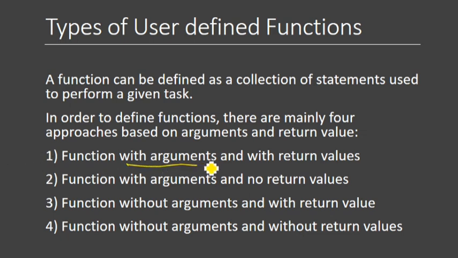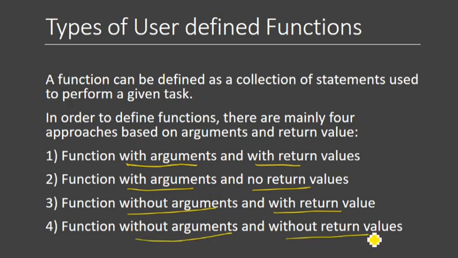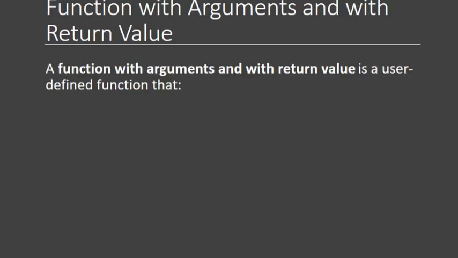So with arguments, with return value. Function with arguments, no return value. Function without arguments, with return value. Functions without arguments and without return value. So based on these configurations, user defined functions are classified into four categories. Function with argument with return value. In this class I am going to discuss about function with argument and function with return value.